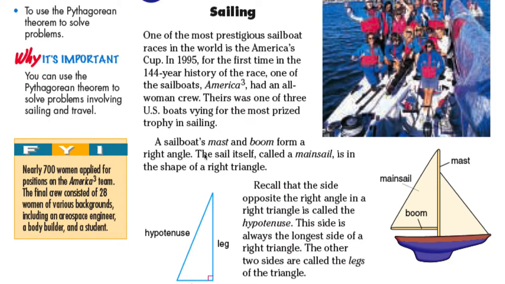A sailboat's mast and boom form a right triangle. This is your mast right here, and this is the boom. So the boom and mast create a right triangle. The sail itself, called the mainsail, is in the shape of a right triangle.